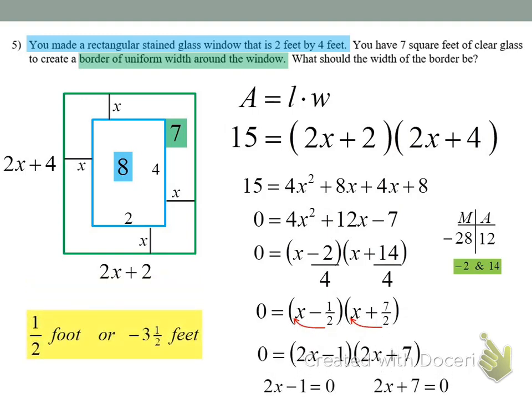I just want you to see the context. We get these two numbers. Should this width be half a foot or negative 3.5 feet? You do all this algebra, and then you come up with these numbers. Half a foot or negative 3.5 feet. What should the width be? Because we can't have negative feet, the solution would be 1/2 foot.